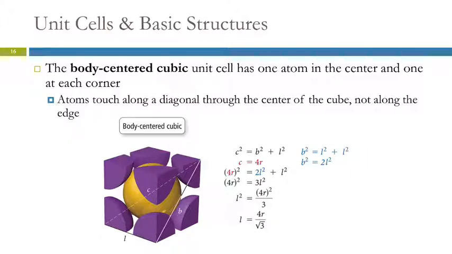And so then we can plug those things in there and solve it, and we end up with the length of the side is 4r over the square root of 3. That's just so lovely, right? But we can't really simplify that anymore. It is what it is.